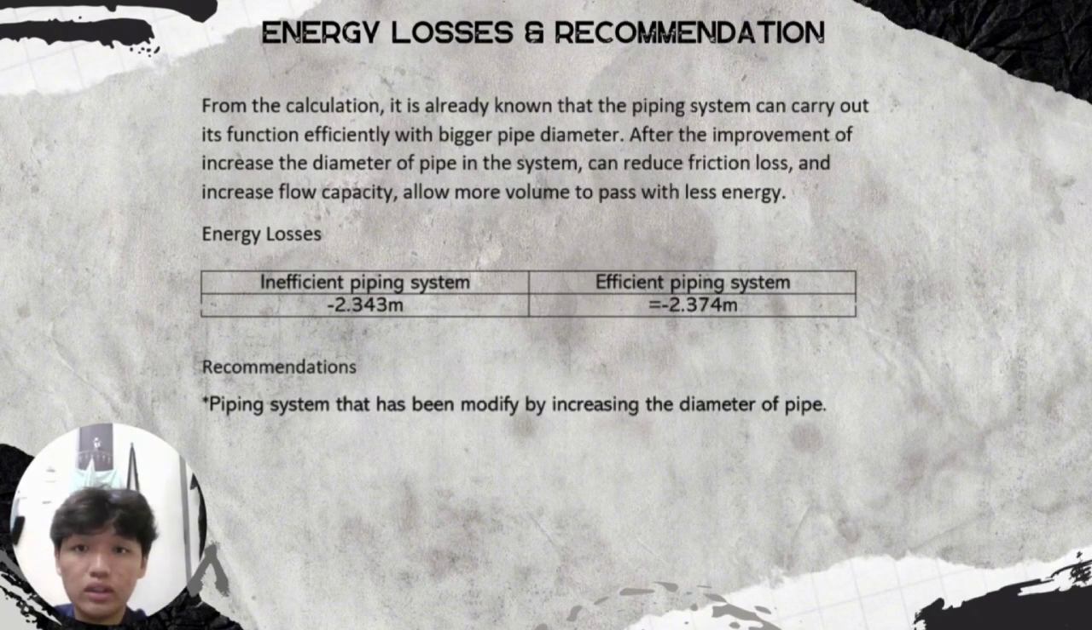So energy losses and recommendation. From the calculation, it is already known that the piping system can carry out its function efficiently with bigger pipe diameter. After the improvement of increasing the diameter of pipe, the system can reduce friction loss and increase flow capacity, allowing more volume to pass with less energy. Inefficient piping system before improvement is negative 2.343 meter. After improvement, which is efficient piping system, we get negative 2.374 meter. So our group's recommendation is piping system that has been modified by increasing the diameter of pipe.